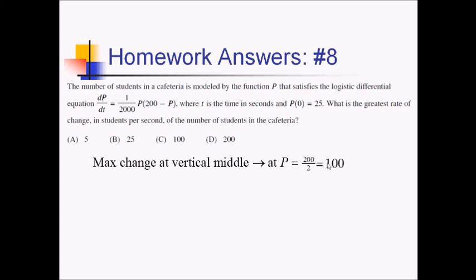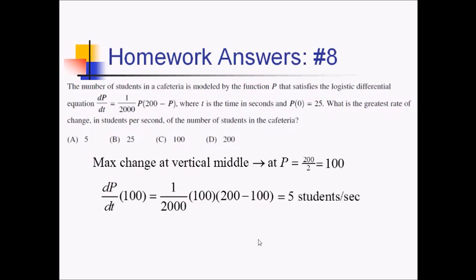So that's not actually the max rate of change. That's where the max rate of change happens. So be careful, don't pick choice C just yet. We actually have to plug 100 back in to the differential equation to see what this comes out to. So this is essentially 100 times 100, so 10,000 over 2,000 is going to equal 5 students per second. So that would be answer choice A.